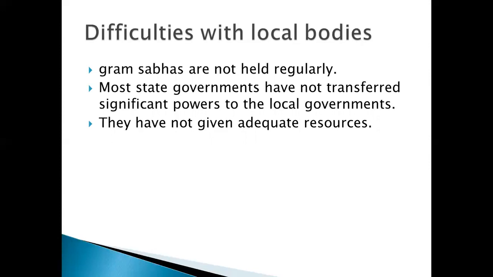Third one is that they have not been given adequate resources. Many of the state governments have not given them adequate resources so that they can do something at their local level by themselves, and they have to be dependent on the state governments for money, for funds, to develop their local area. So these are the three difficulties that they are facing, and therefore this has not been very effective.